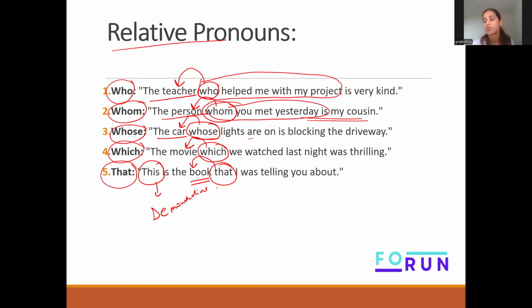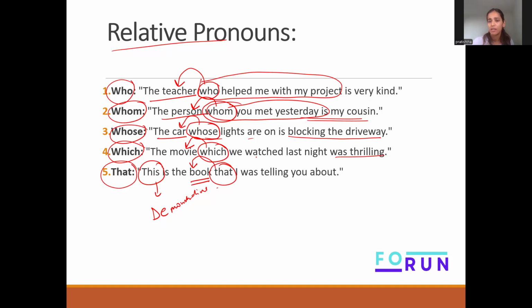I could have said the teacher is very kind, but I wanted to be specific about a particular kind of teacher, the teacher who helped me with my project. The person is my cousin, but the person whom you met yesterday. The car is blocking the driveway, the car whose light is on. The movie was thrilling, the movie which we watched last night.